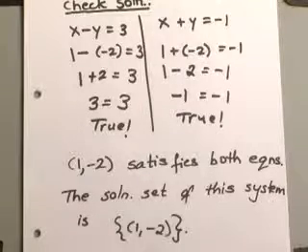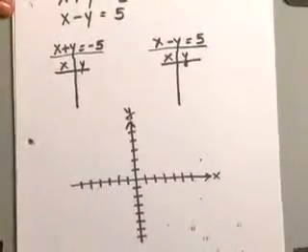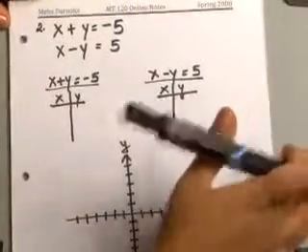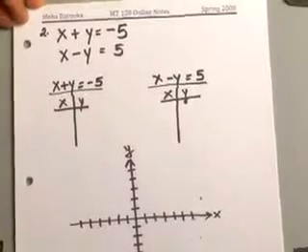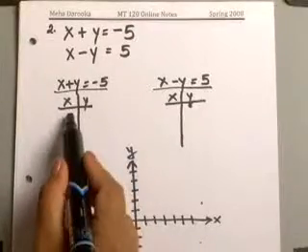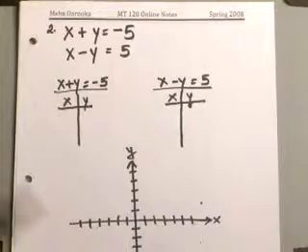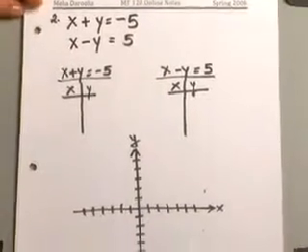Let's take a look at another example here. You have this system of equations. x plus y equals negative 5, x minus y equals 5. Just like we did in the earlier example, we will find 2 points on each line and then graph the 2 lines.